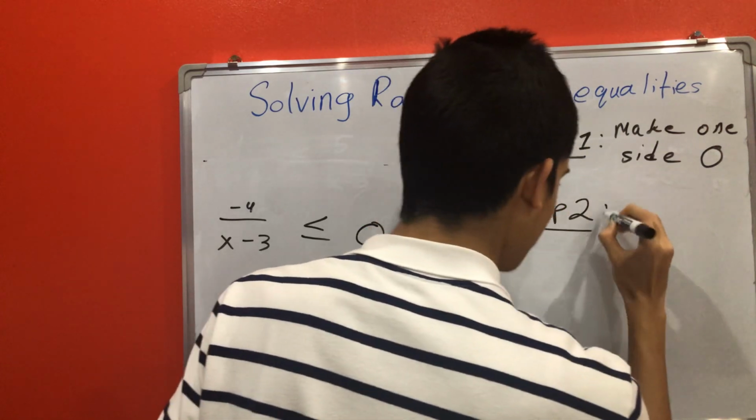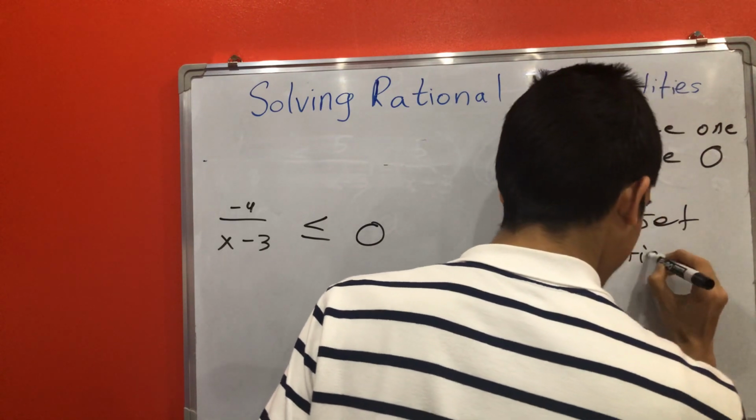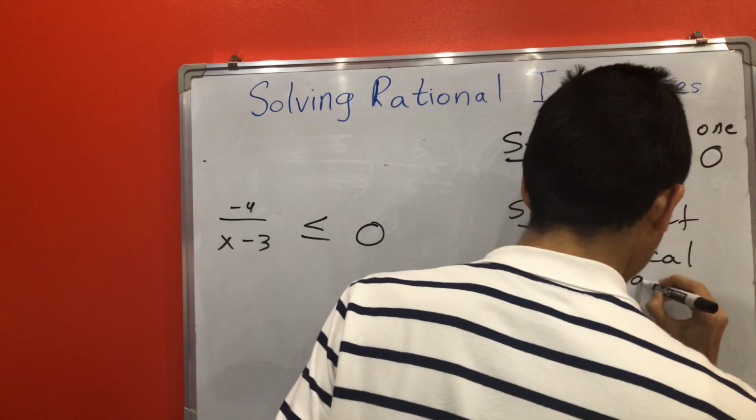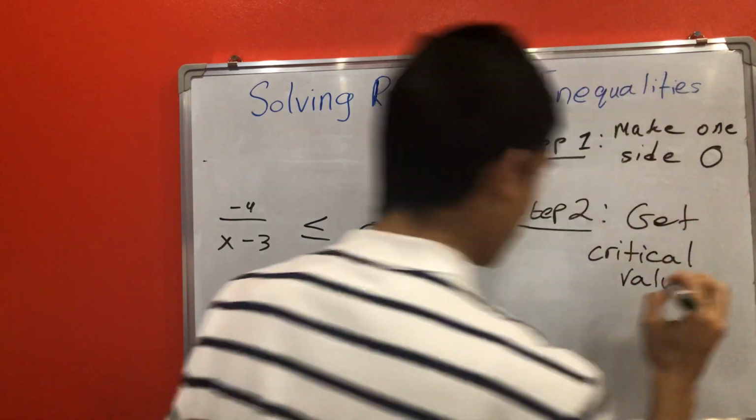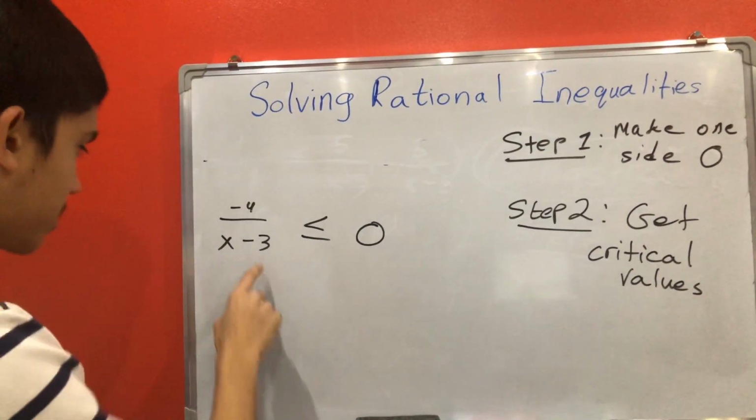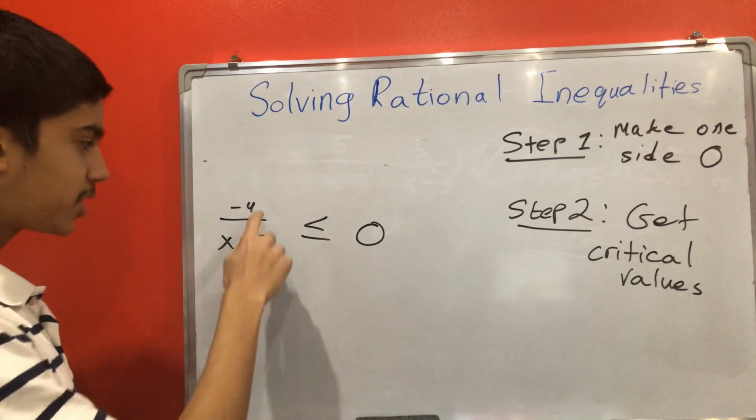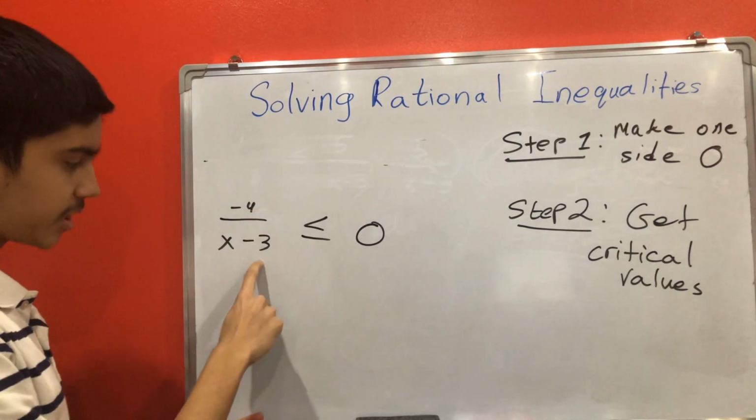2 is to get critical values. Okay? There's just 3 steps. Okay, this is step number 2. So what is a critical value? A critical value is anything that makes the numerator 0 or the denominator 0.